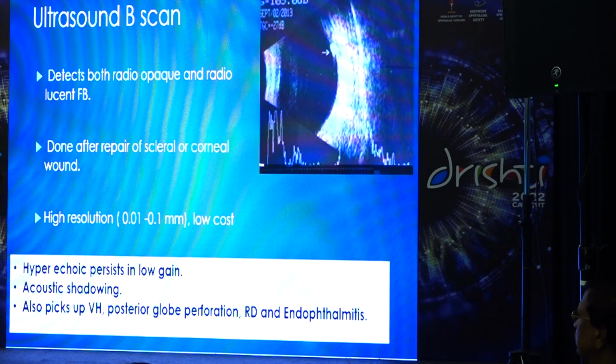Ultrasound B scan, again, it can detect both radio-opaque and radiolucent foreign bodies. It can be done after the repair of the primary wound. It has got higher resolution, lower cost, and it can produce multiple images at a very short period of time.